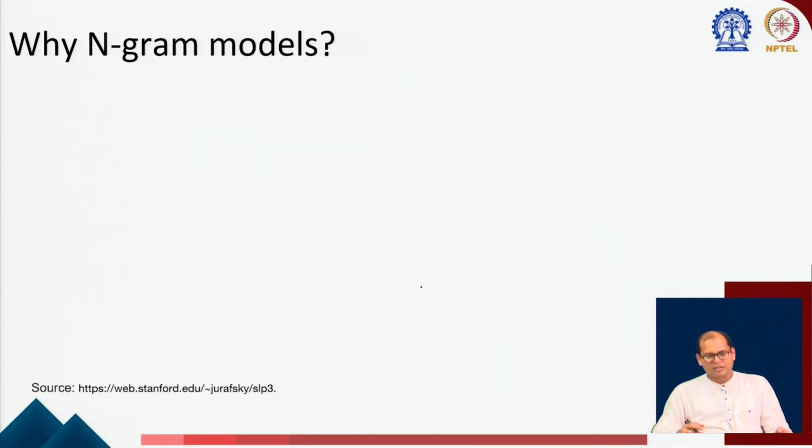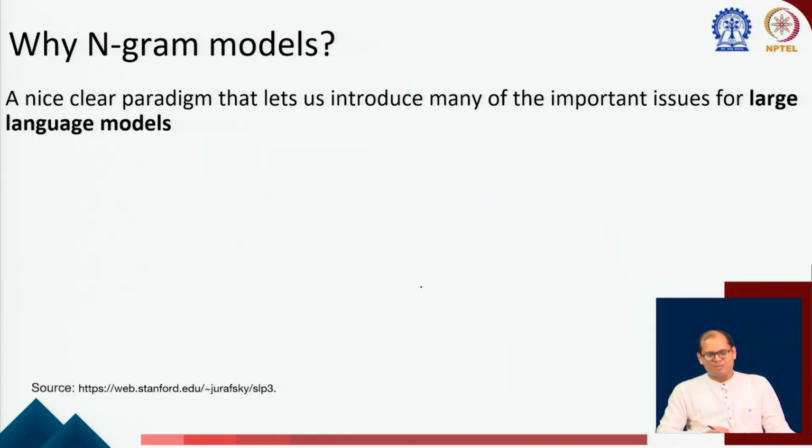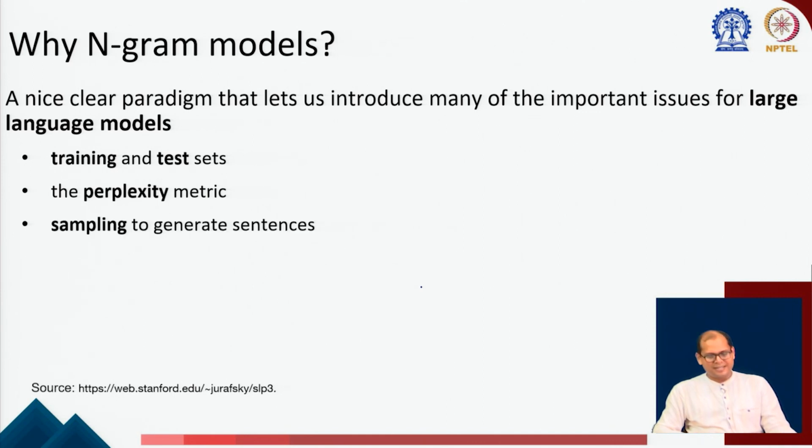Okay. But then why are we studying N-gram language models? Even if they don't solve these problems, they are a very nice clear paradigm. It will help us introduce many important issues that will be helpful later on, like what training and test sets you would use, perplexity as a metric, and how you sample and generate sentences, and we will see ideas like interpolation and backoff.